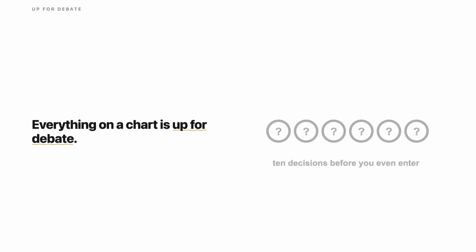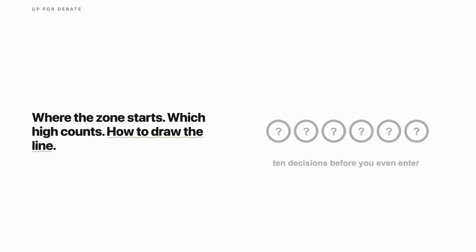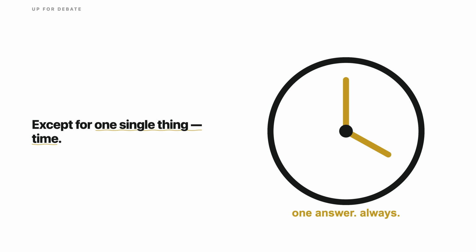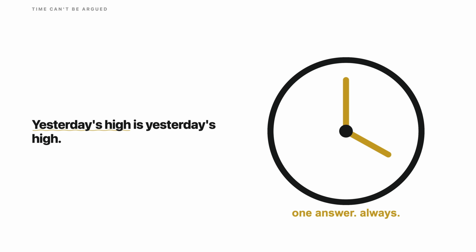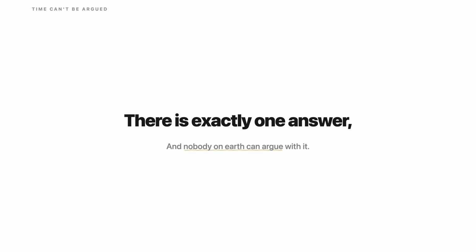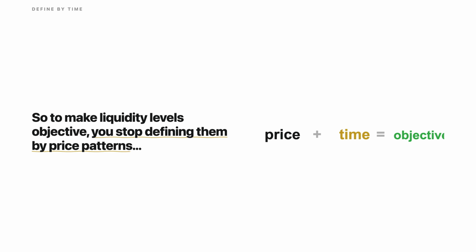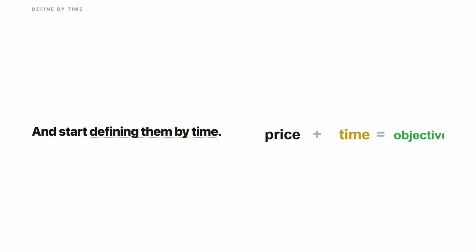Everything on a chart is up for debate. Where the zone starts, which high counts, how to draw the line, except for one single thing: time. 1 a.m. GMT is 1 a.m. GMT for you, for me, and for a hedge fund in Singapore. Yesterday's high is yesterday's high. This is exactly one answer, and nobody on earth can argue with it. So to make liquidity levels objective, you stop defining them by price patterns and start defining them by time.